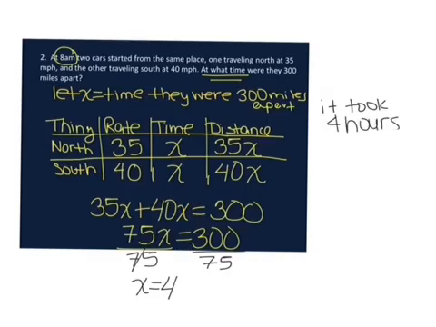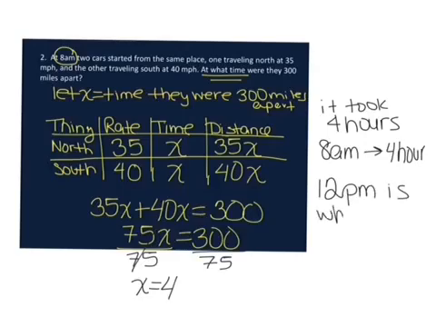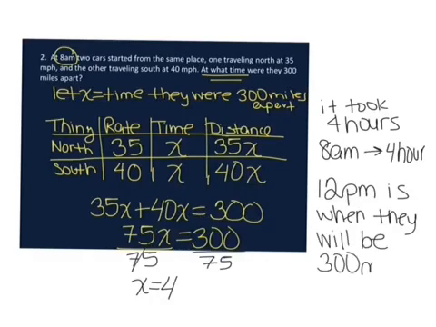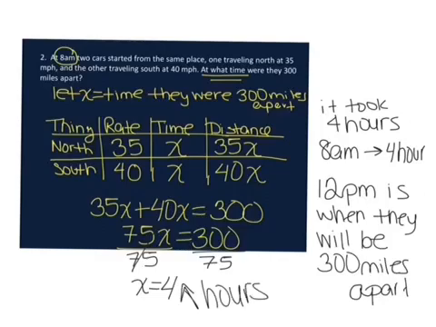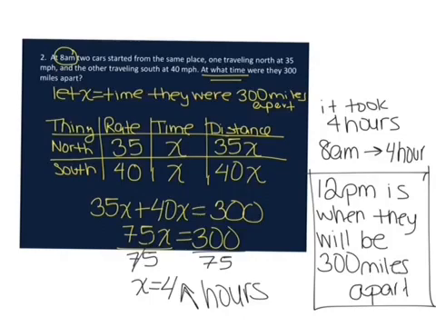But we started at 8 a.m. So what is 4 hours after 8 a.m.? If you thought noon, you are correct. So 12 p.m. is when they will be 300 miles apart. Okay, again, this 4 is how many hours it took. We need the actual time, okay, just because of how it's stated. So just be careful of the wording there.